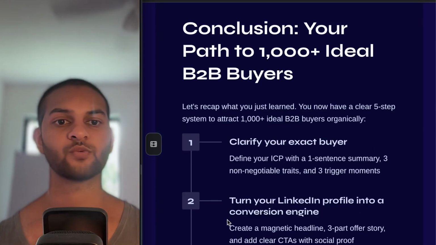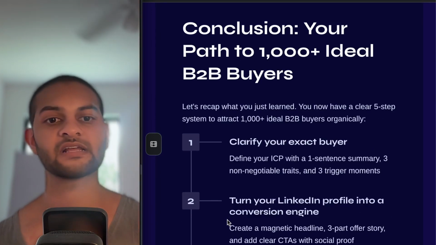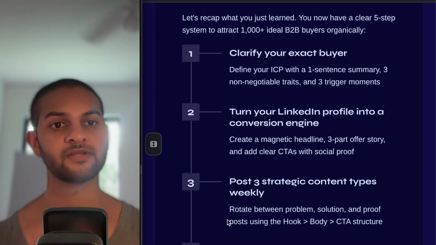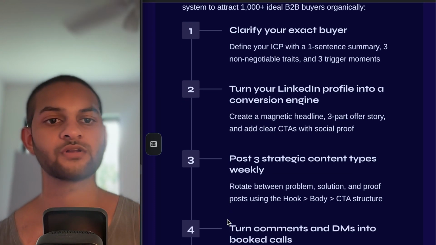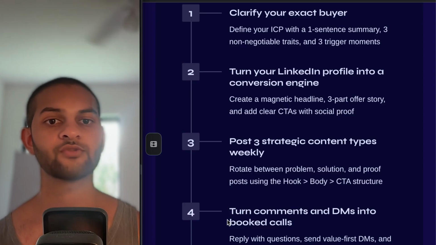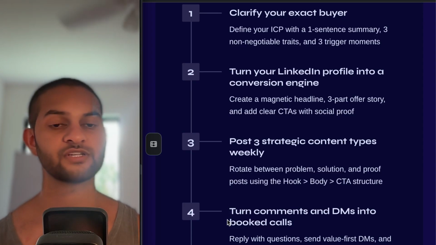Conclusion: your path to 1,000 plus ideal B2B buyers. Let's recap what you just learned. You now have a clear 5-step system to attract 1,000 plus ideal B2B buyers organically. Number 1, clarify your exact buyer. Define your ICP with a 1 sentence summary, 3 non negotiable traits, and 3 trigger moments.